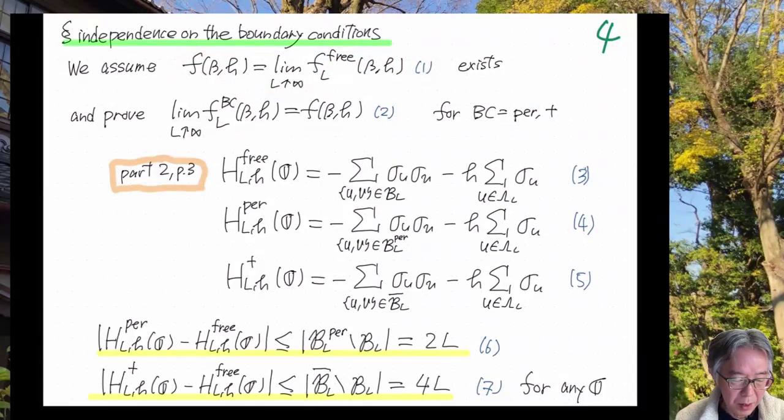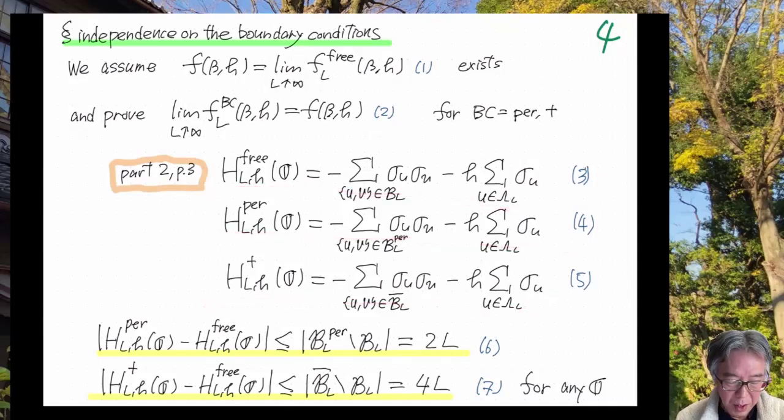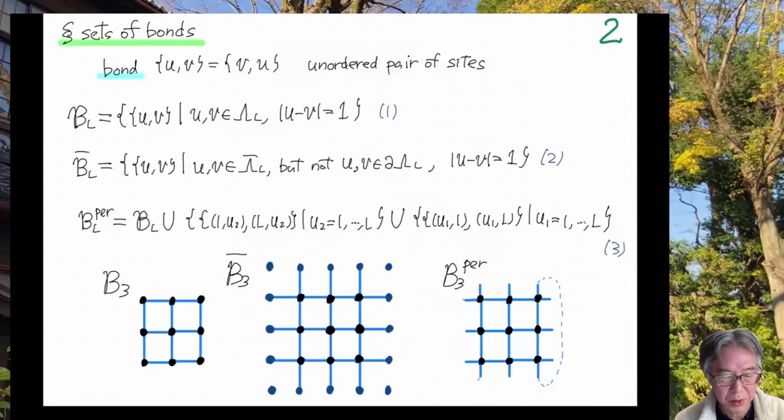Okay, so now I copied from part 2 the definitions of the Hamiltonians. We want to compare these. But first of all, as I stressed before, the magnetic field terms are exactly the same. The interaction terms are slightly different, but the difference is only in the choice of these bonds, and the difference is only at the boundaries. So let me look at the picture again. Oh yes, here's the picture.